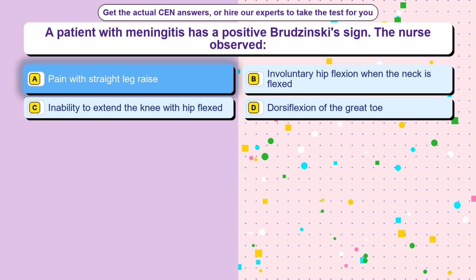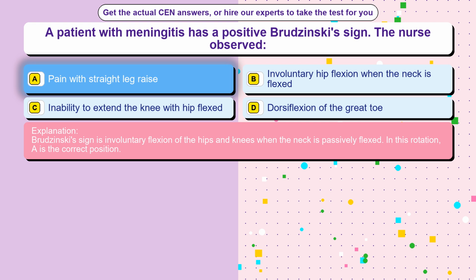The correct answer is option A, pain with straight leg raise. Brudzinski's sign is involuntary flexion of the hips and knees when the neck is passively flexed. In this rotation, A is the correct position.